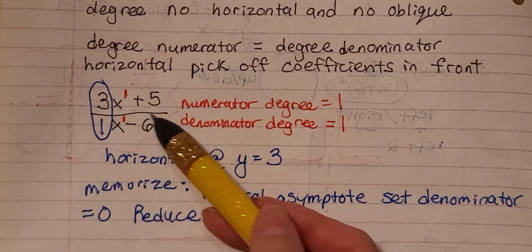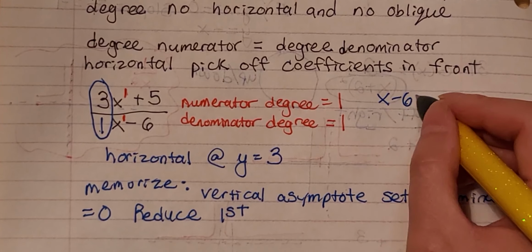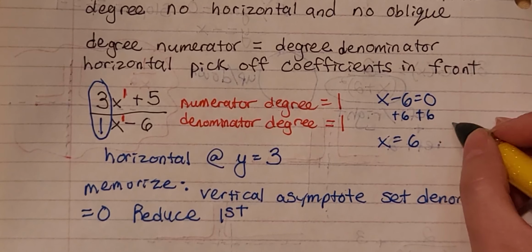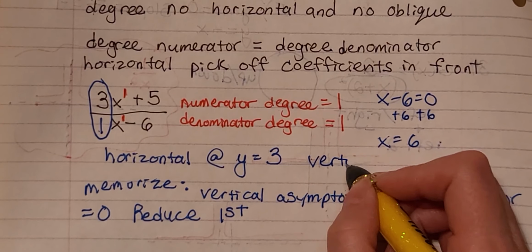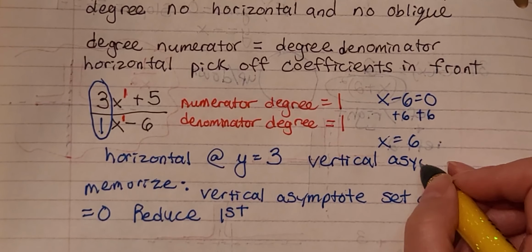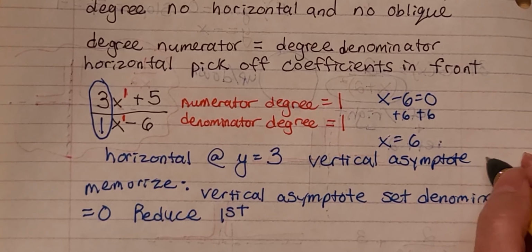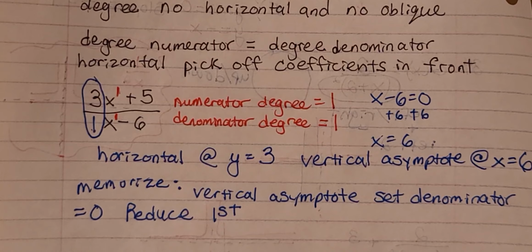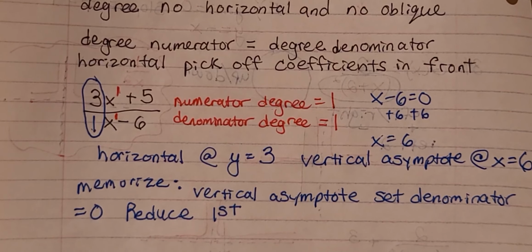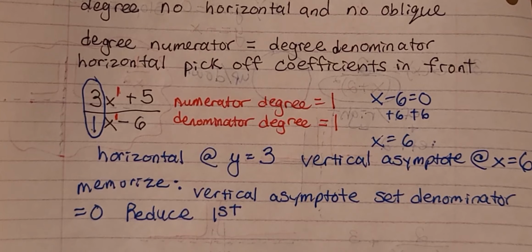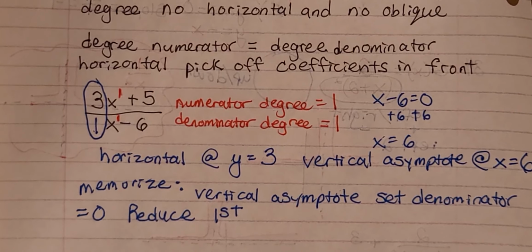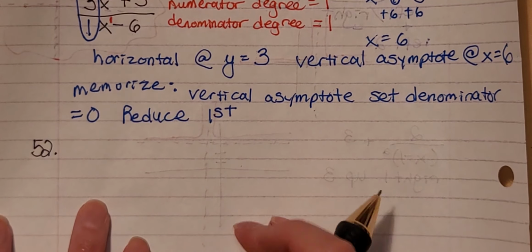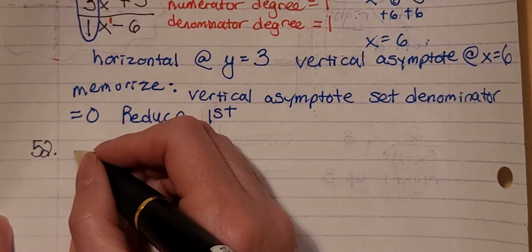Okay, so we're going to set the denominator equal to 0. So x minus 6 equal to 0. Add 6, add 6, so x equals 6. So we have a vertical asymptote at x equals 6. Okay, and then 52 is the next one I want to do. Alright, so 52 is the exact same directions as 42.